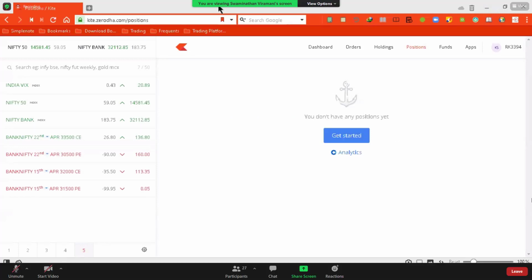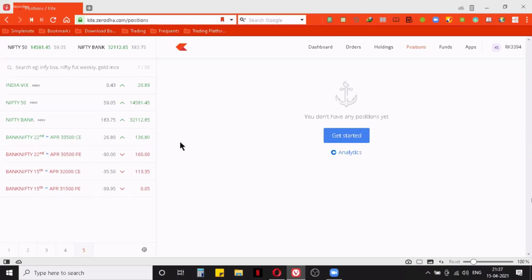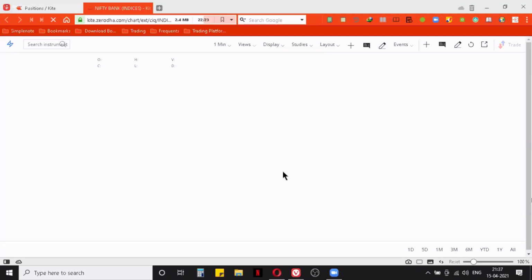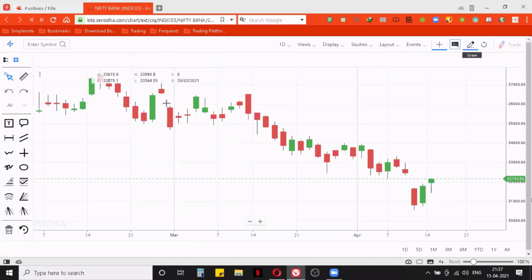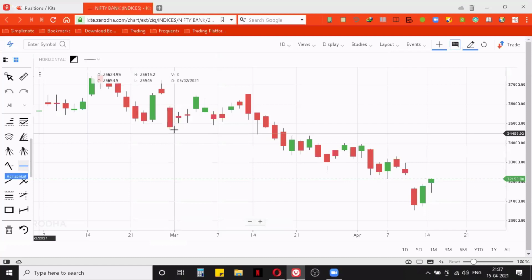I'm in Zerodha Kite. I'm going to start off with the Heiken Ashi method. So what we will do is we will look at how we do things step by step in Heiken Ashi. The first step we do is mark the opening price on our chart with a horizontal line.